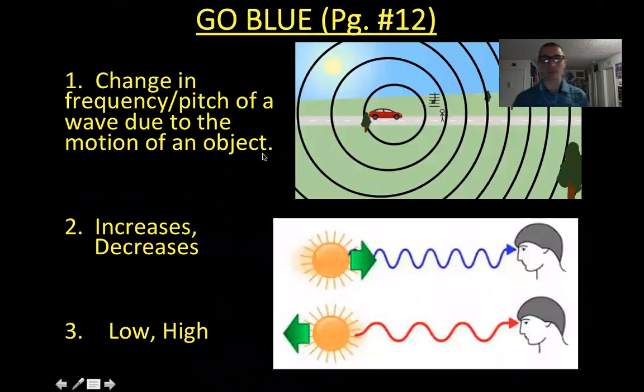So what is the Doppler shift? It is the change in frequency / pitch of a wave, as you can see here on the picture on the right. We saw this video yesterday. Due to the motion of an object. Keep in mind, think about that car driving by while it's honking its horn. Again, the horn goes up, and then goes down as it goes away, right? So it's going to increase in pitch and volume as it gets closer to you, and it's going to decrease in pitch / volume as it gets away.